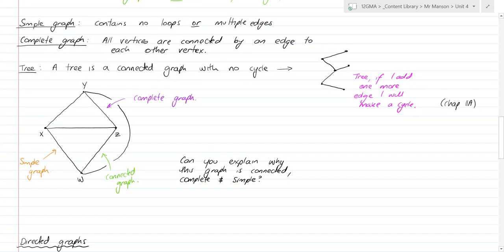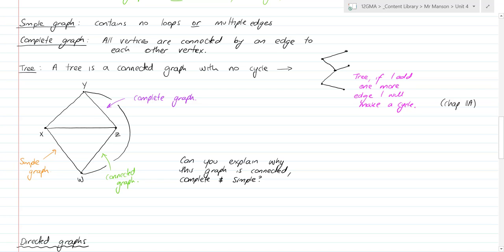X, Y, Z, W is a connected graph because every vertex is included in the graph. It's a complete graph because all the vertices are connected by an edge to each other vertex. And it's a simple graph because there aren't any multiple edges or loops. It looks a bit like there might be a multiple edge, but in this case, WY is the only edge between those two. And you can go W, Z, Y or whatever. It's complete because every single vertex is connected to every single other vertex.